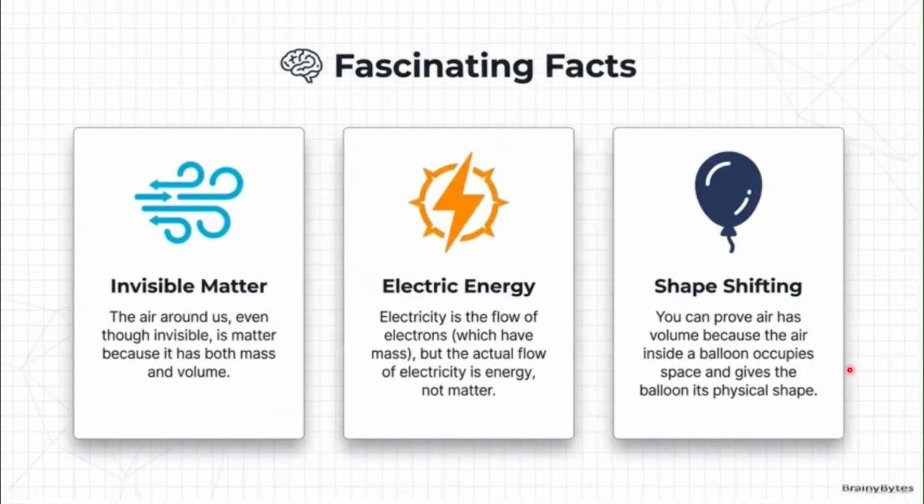Here are some fascinating facts about matter. The invisible matter: the air around us, even though invisible, is matter because it has both mass and volume. Shape-shifting: you can prove air has volume because the air inside a balloon occupies space and gives the balloon its physical shape. Electric energy: electricity is the flow of electrons, which have mass, but the actual flow of electricity is energy, not matter. So, next time you meet your friends, do fascinate them with these facts.